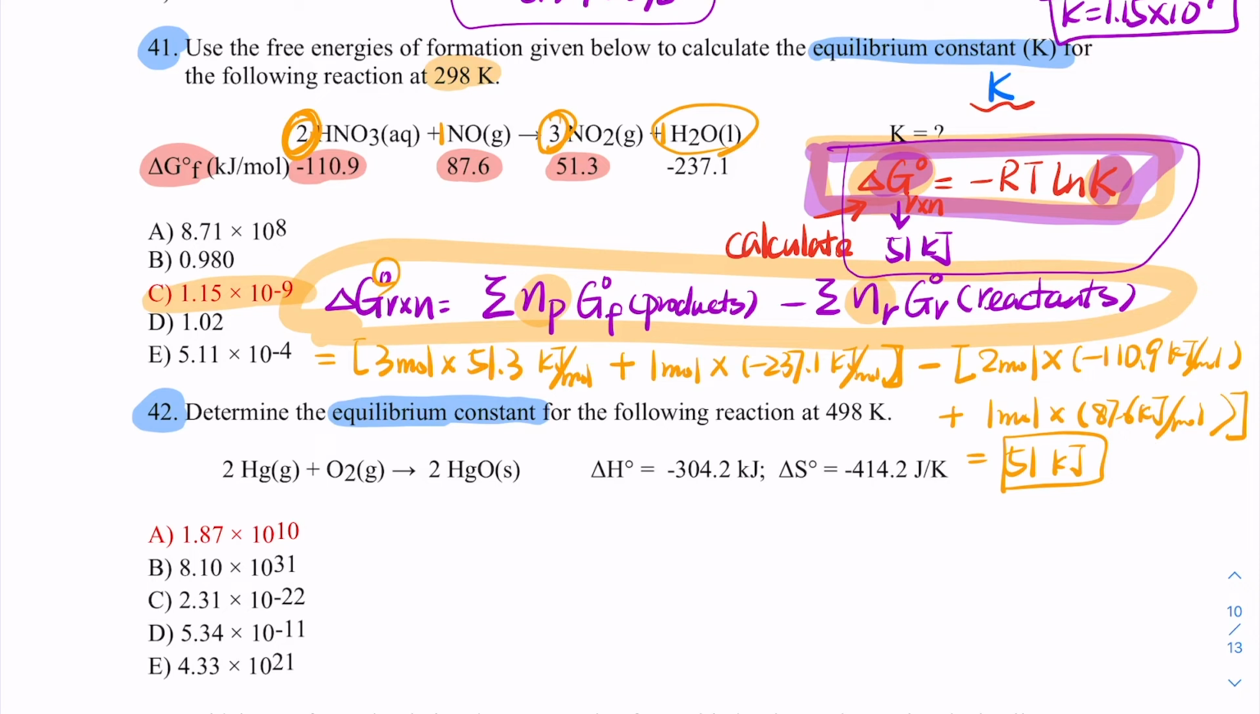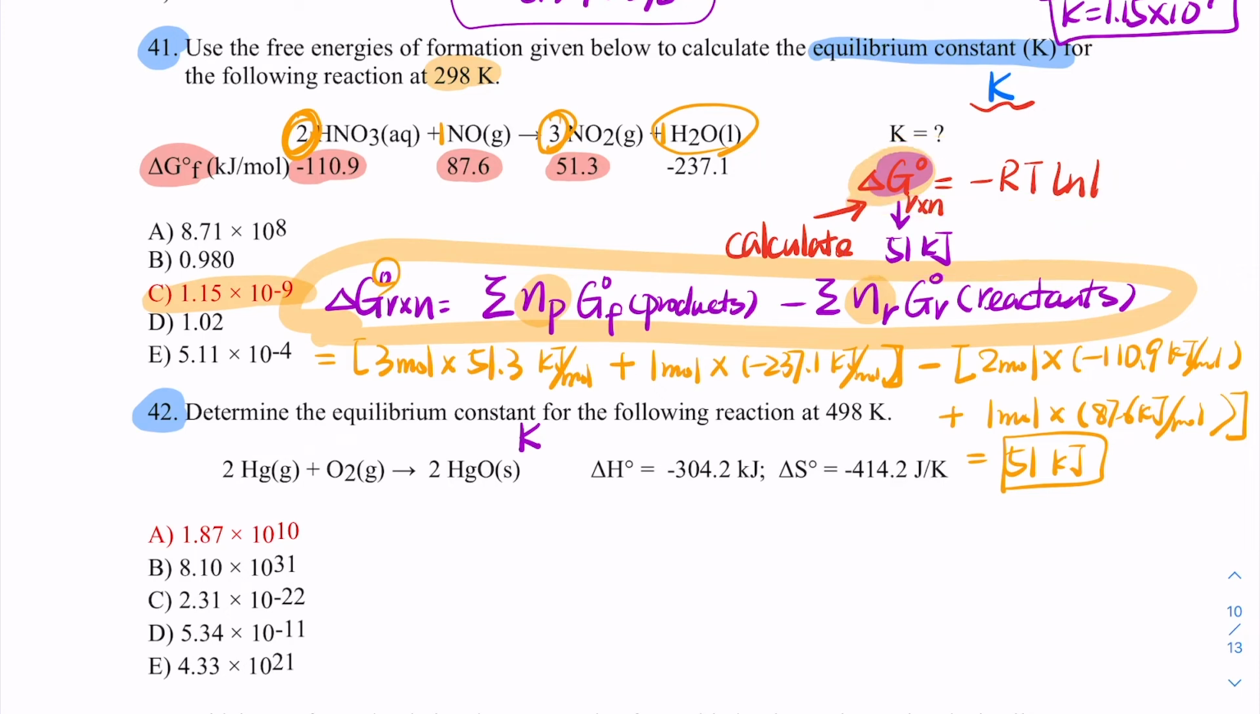Okay, so for question 42, again, calculating equilibrium constant one more time. And then you go, okay, so this looks different, right? But no matter what, in order to calculate the equilibrium constant, you go, I need this equation, right? I need delta G equals negative RT ln K, okay?